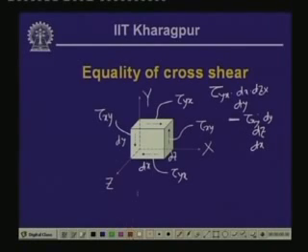Now, assuming that there are body force components in the x and y direction, where x is the body force per unit volume, then along with this we have plus, well, for the time being, let us say we are neglecting the body force components, because that is also not going to cause any moment as such with respect to z axis.